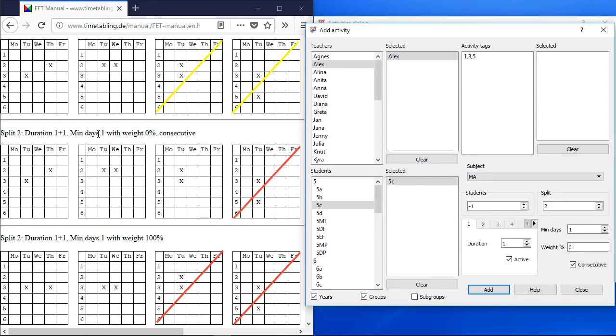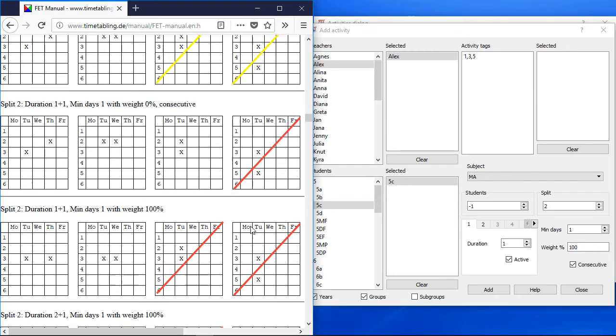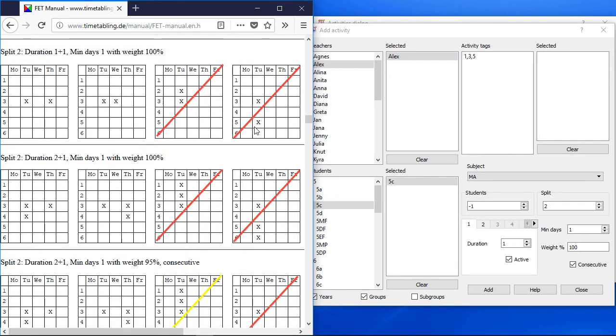What will happen if the weight is increased up to 100%? Of course the 2 examples on the left are still possible. But the 2 examples on the right will never occur, because both conflict with the min days constraint. In fact, in this example it doesn't matter if the consecutive flag is checked or not, since the activities will never be placed on the same day.